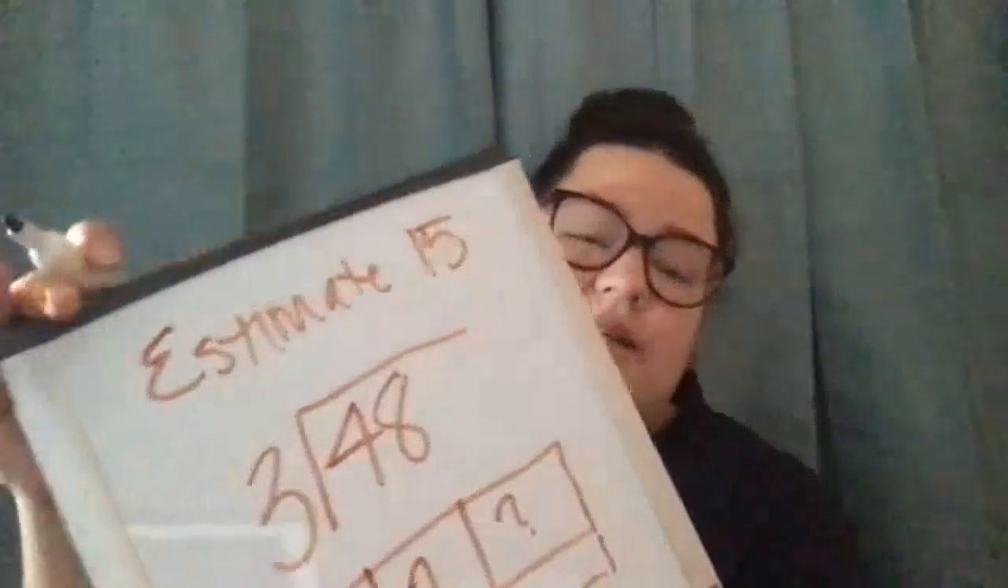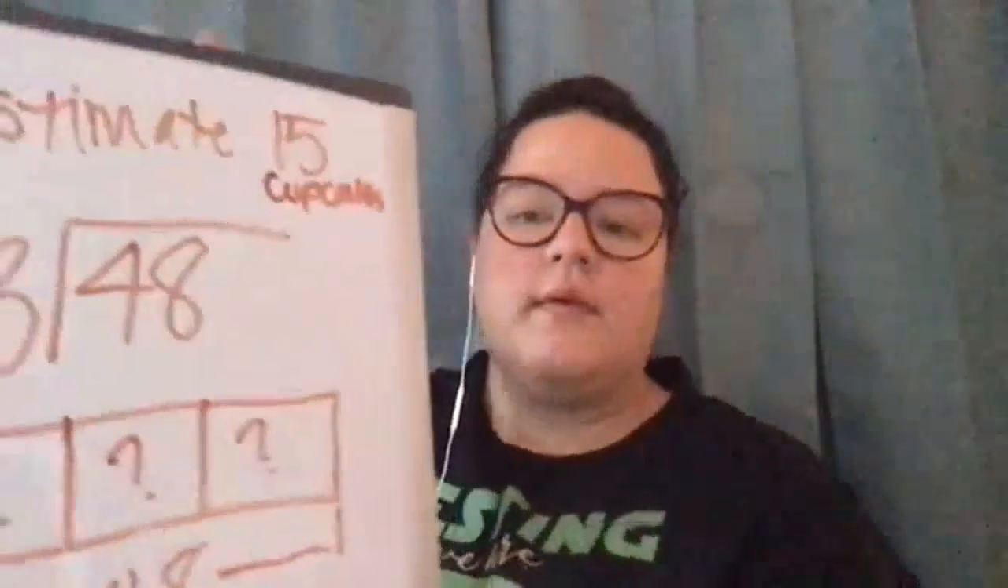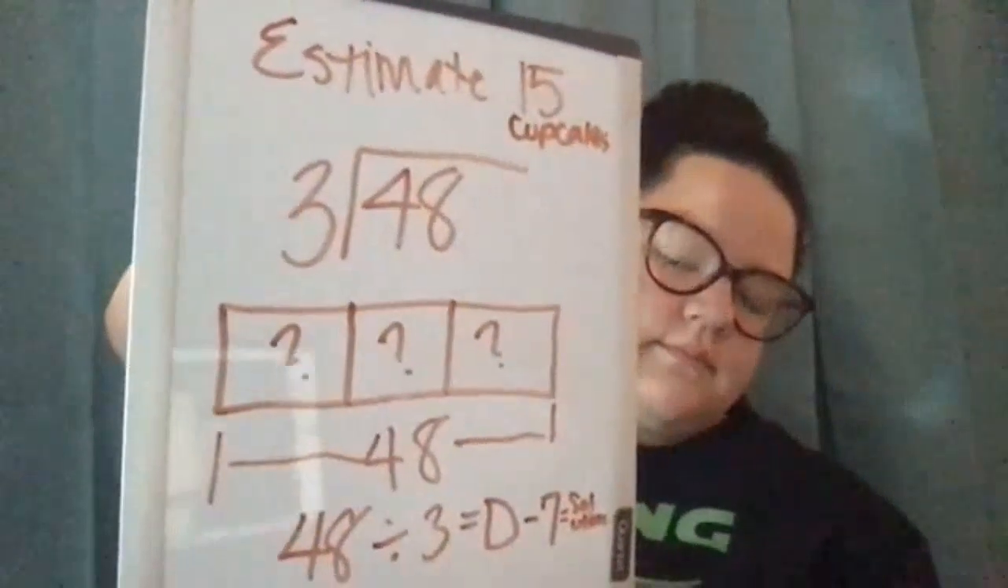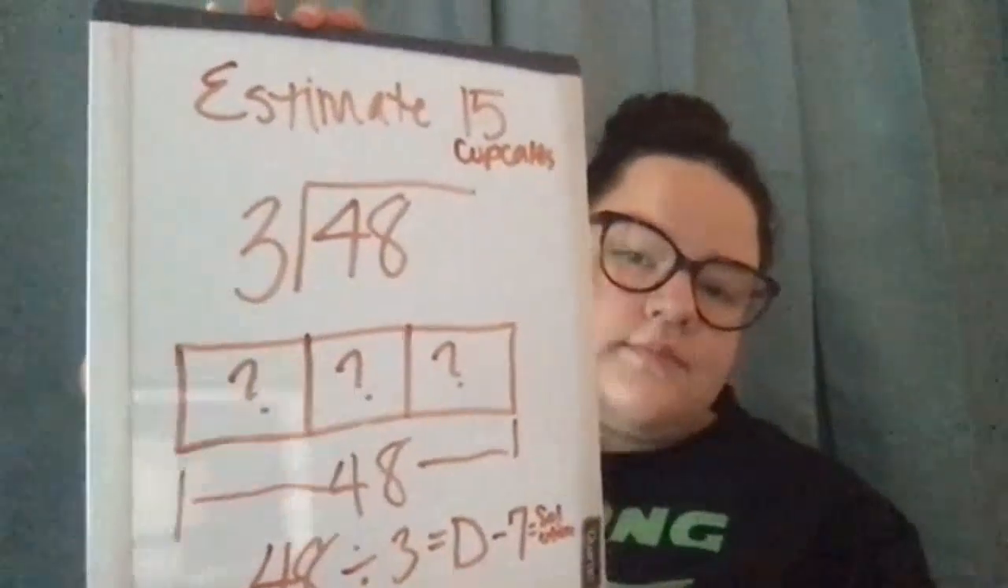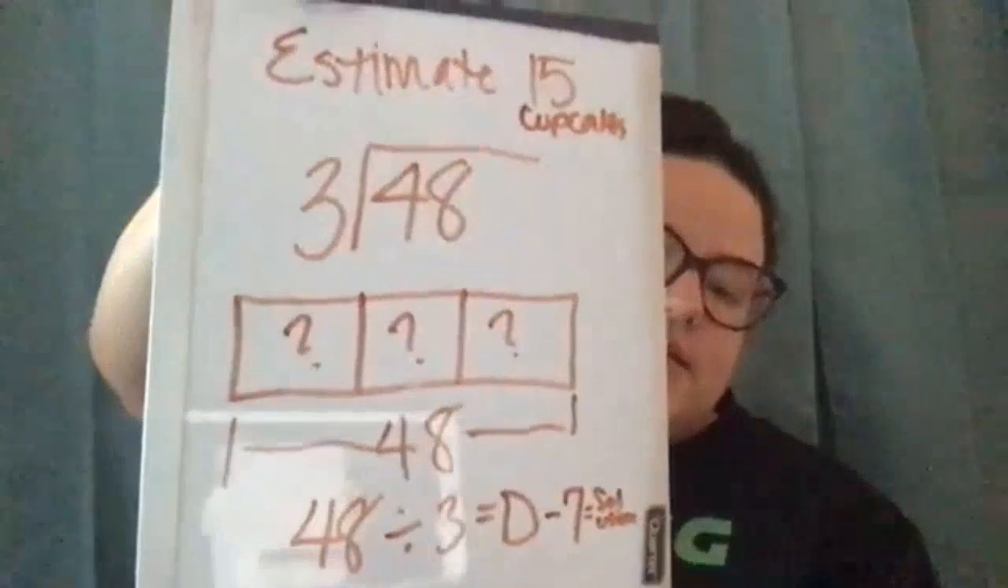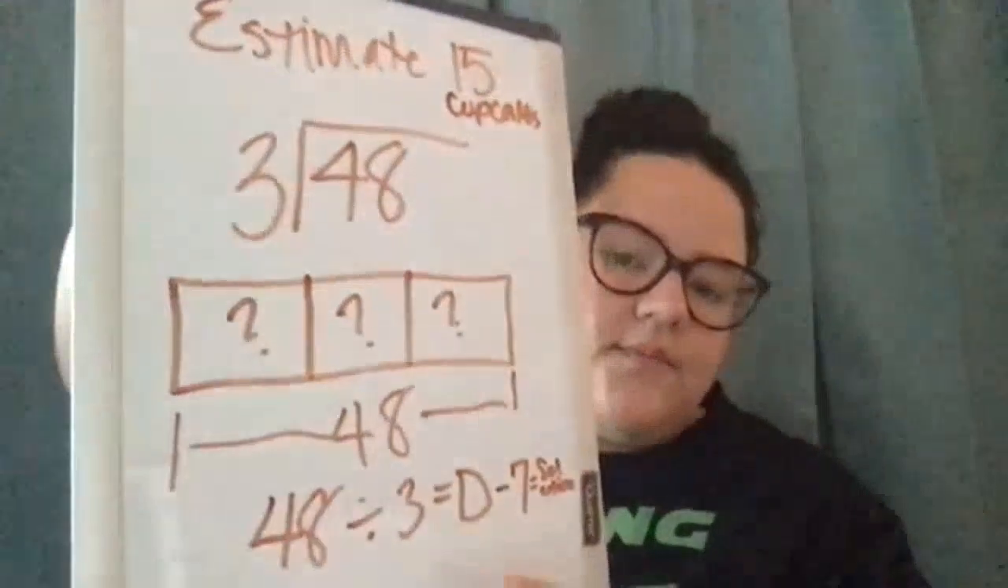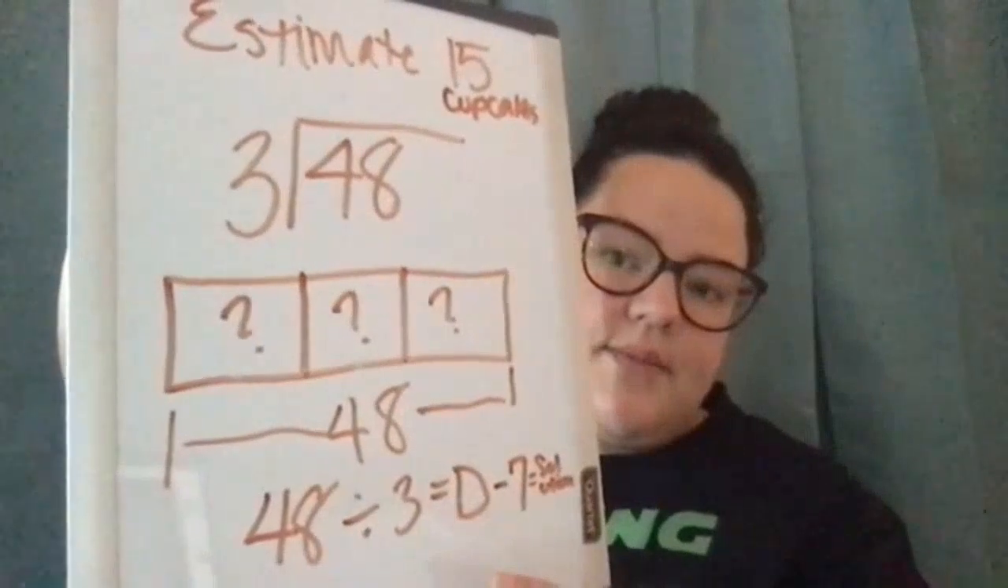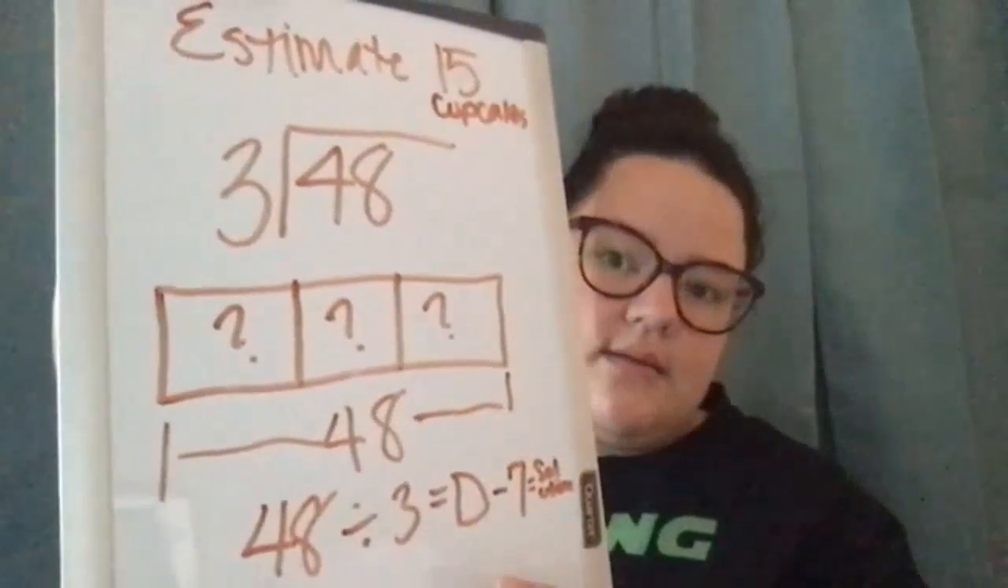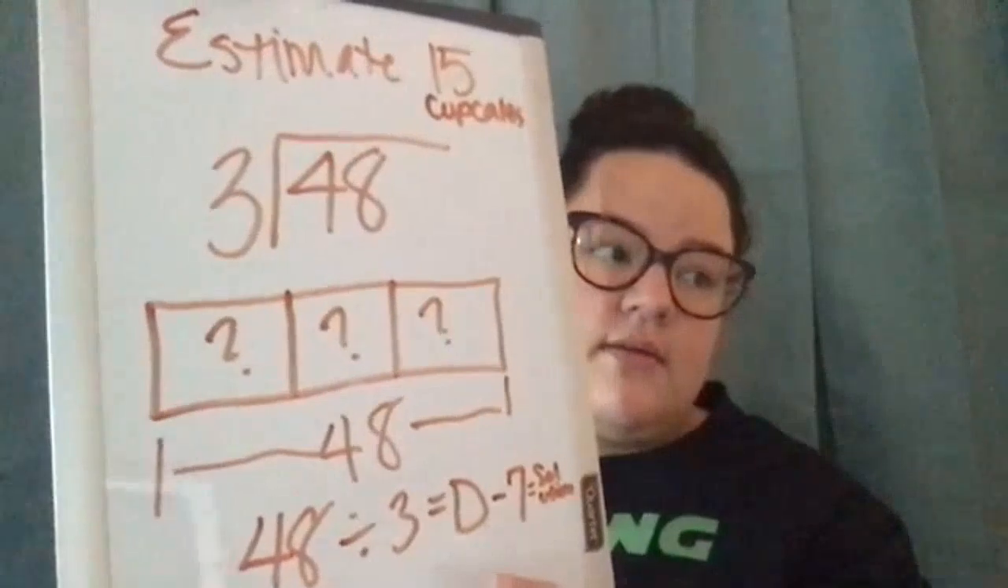Our estimate is 15, but is it just 15? No, we have to make sure we're labeling our answers. So it's going to be 15 cupcakes. All right, friends, I'm going to give you a few seconds to write this down. And then I'm going to erase it, and we're going to get started with our solving. Okay.